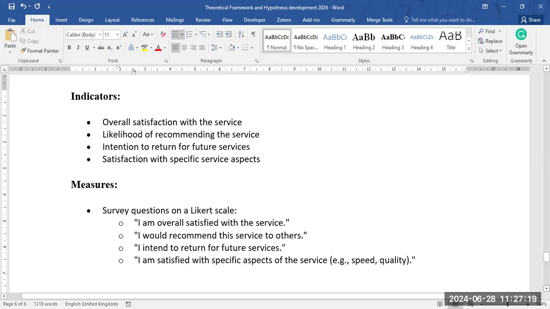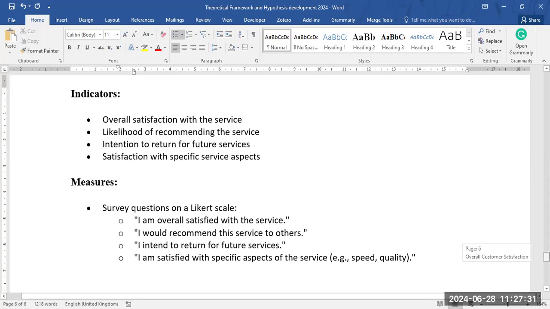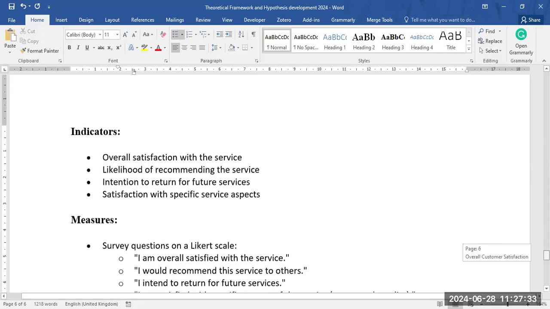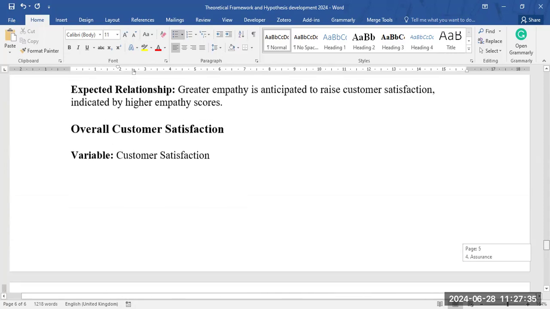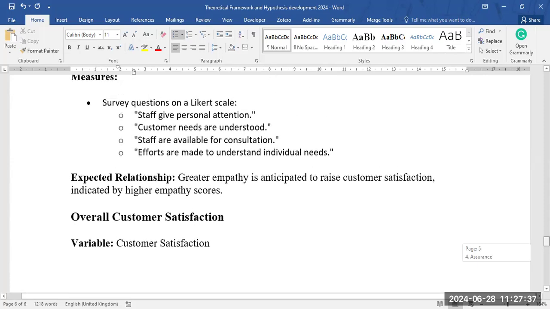So now this is the operationalization of the conceptual model. The conceptual model consists of variables. Those variables are identified from the theories, and that theory is related to the research problem.